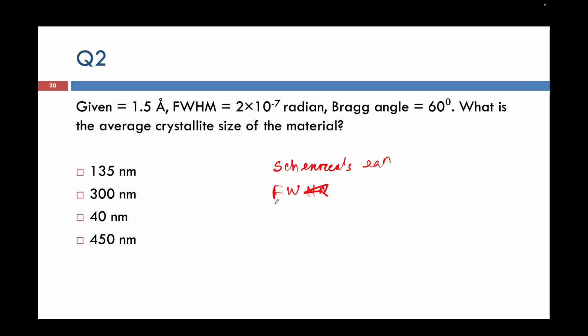Just give me a second. So what is the answer? Has anyone calculated? I don't know. Sir, A is the answer, sir. 135, sir. Yeah, just give me a second. My laptop is running on low battery.